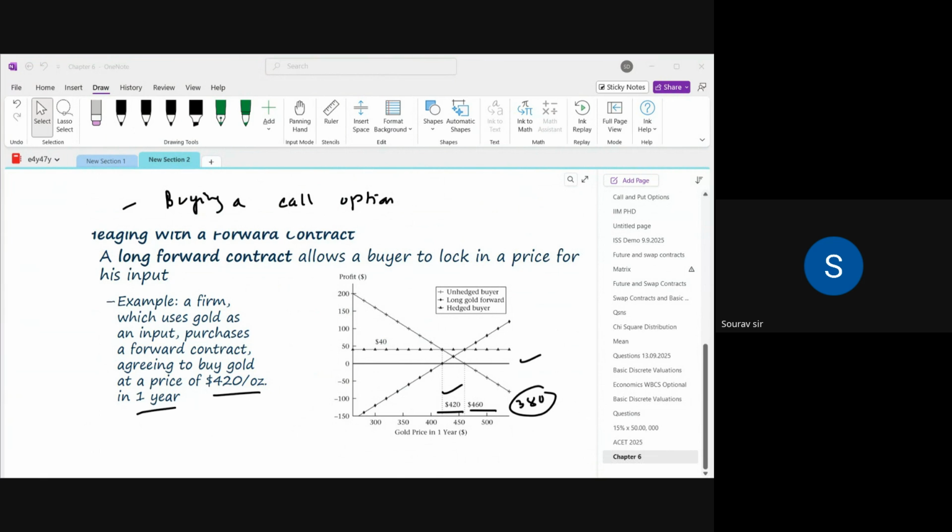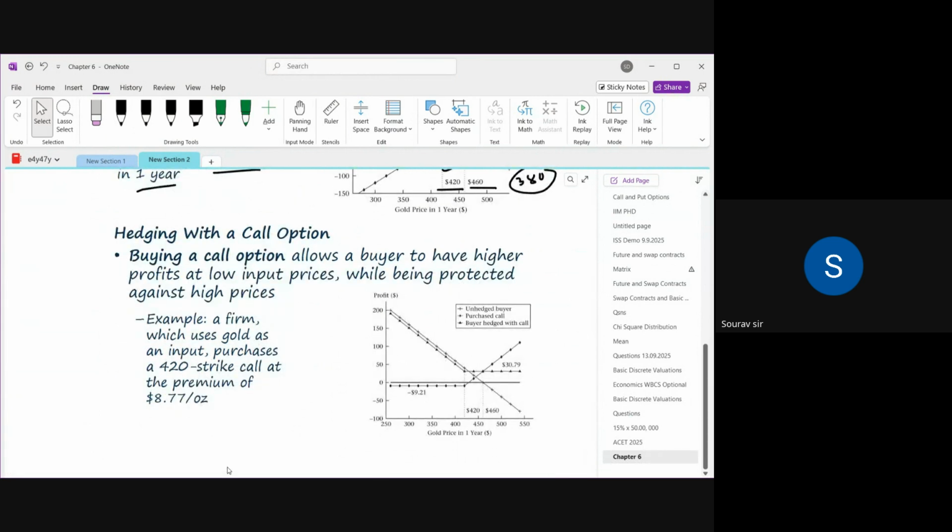This one again, you can explain me. So a call option gives the buyer the right to buy an asset at a fixed price. For an input buyer, buying a call acts as an insurance. So here the premium is 8.77. If gold goes above 420, they can still buy at 420. If gold stays below 420, they just buy at the lower market price.